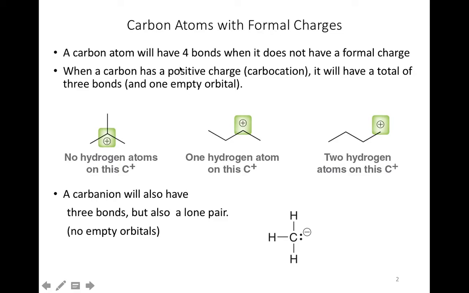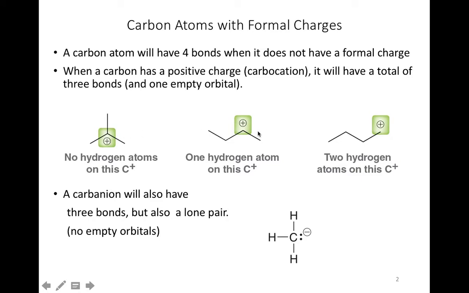So when carbon is neutral, it will always have 4 bonds, and this is sort of the basis of why the bond line structures work. But carbon doesn't have to be neutral. When carbon has a positive charge, that's called a carbocation, it'll have a total of 3 bonds and 1 empty orbital. Right, so if I have a carbon atom here, and it doesn't have any lone pairs, if it has 1, 2, 3 bonds, right, 4 valence electrons minus 3 bonds, that's going to be a formal charge of positive 1.